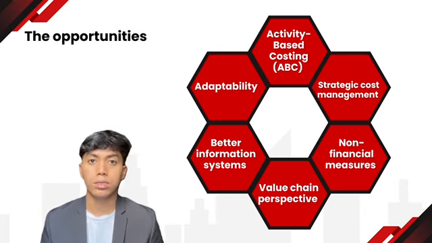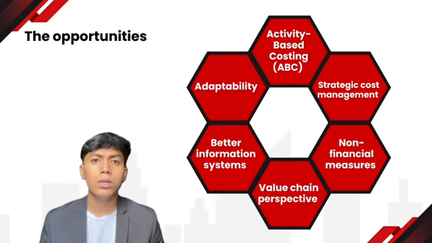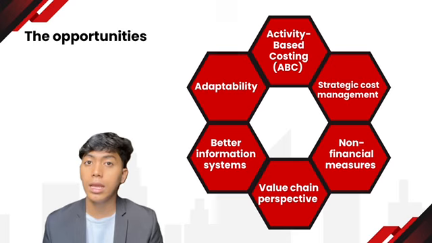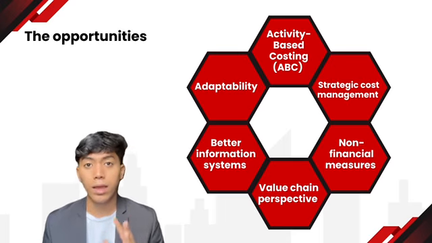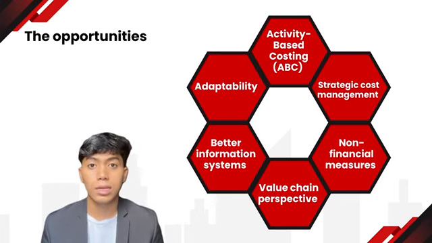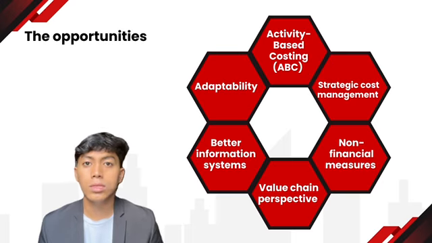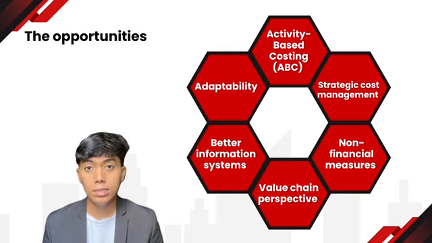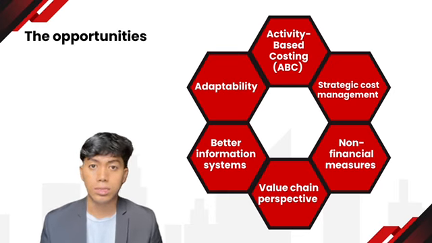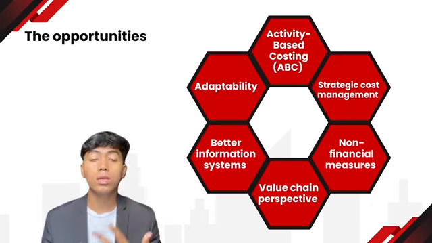Thirdly, non-financial measures. Tracking quality levels, delivery times, flexibility, or even customer loyalty. These are often better predictors of long-term success than just profit margins. Fourthly, value chain perspective. Looking at costs across suppliers, production, and distribution, not just within one department. Fifth, better information systems. Using computers and real-time reporting to give managers data they can act on quickly. Sixth, and lastly, adaptability. Building systems that can evolve with new technology and changing markets. So, these opportunities laid the foundation for modern tools like balanced scorecard, just-in-time systems, and total quality management.